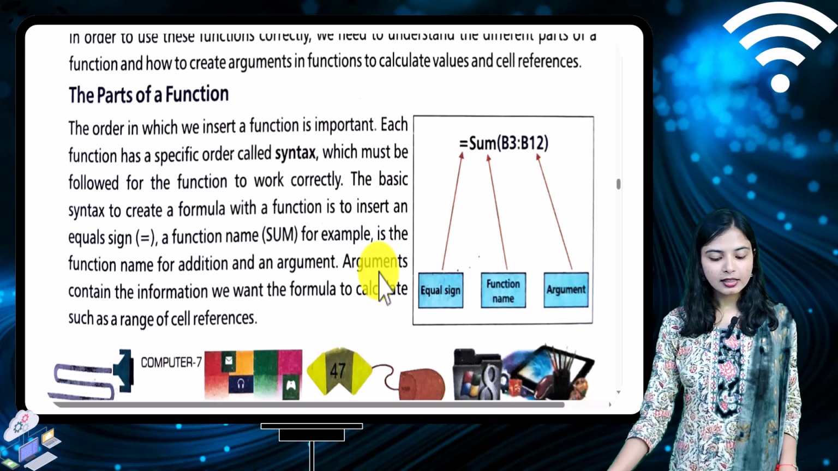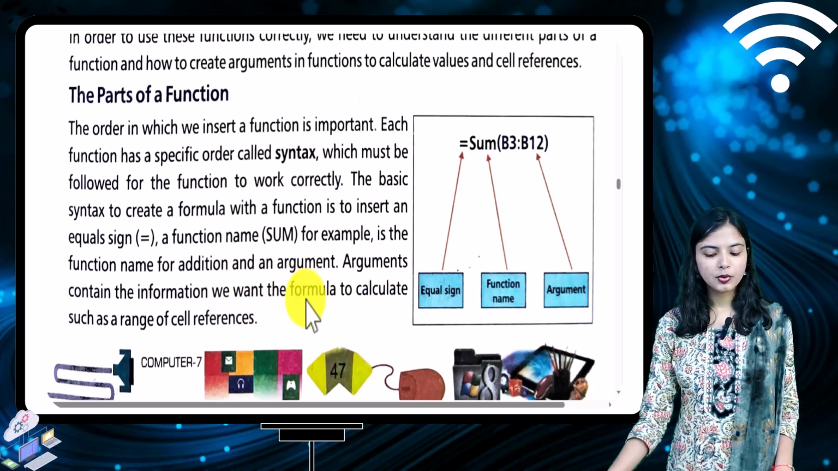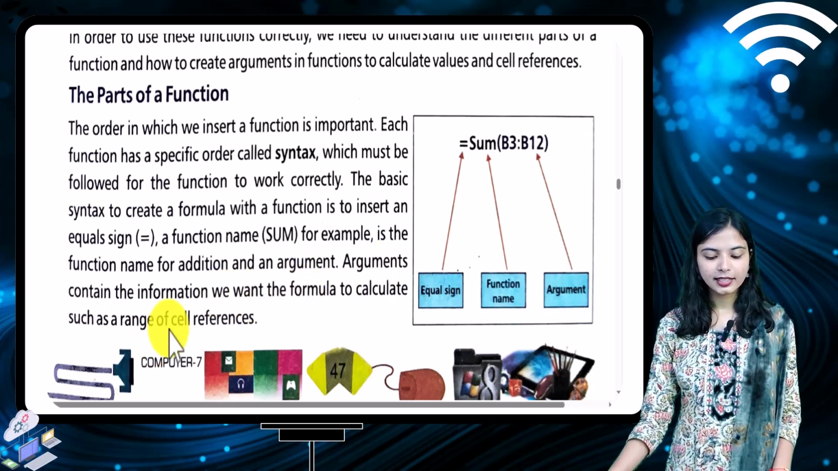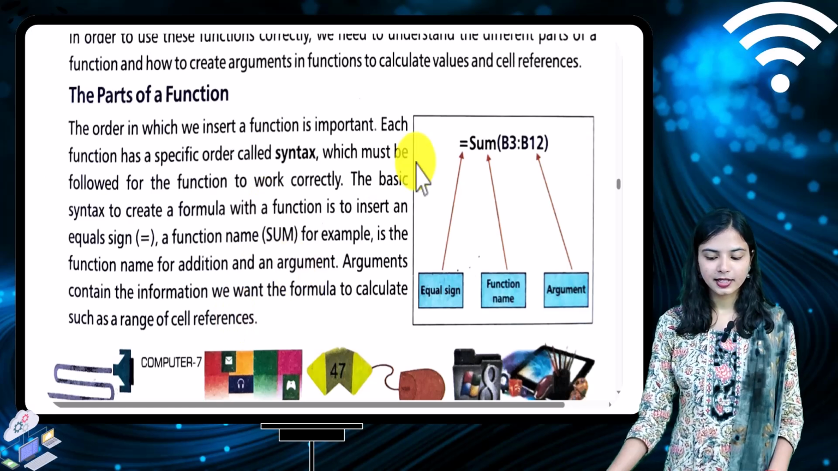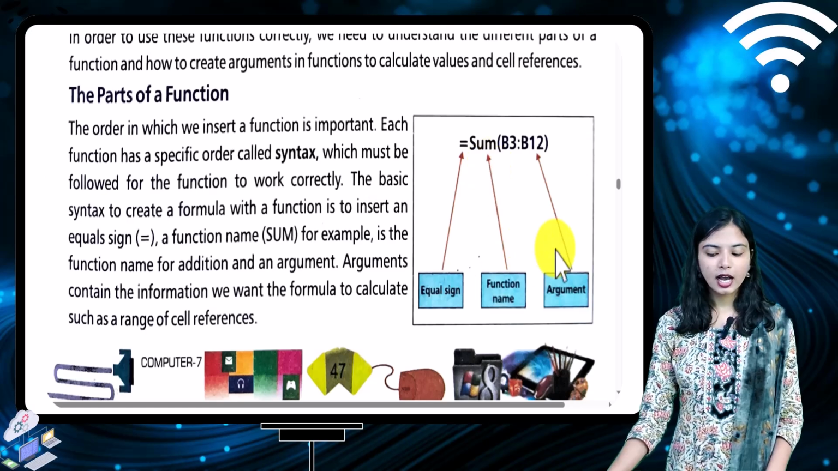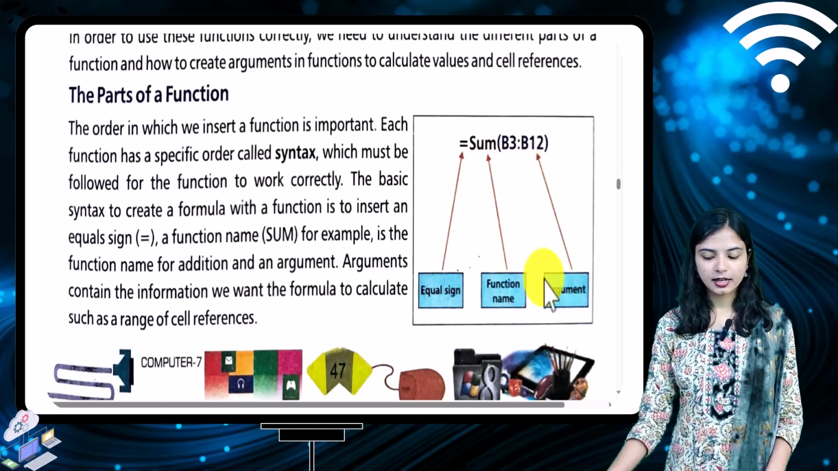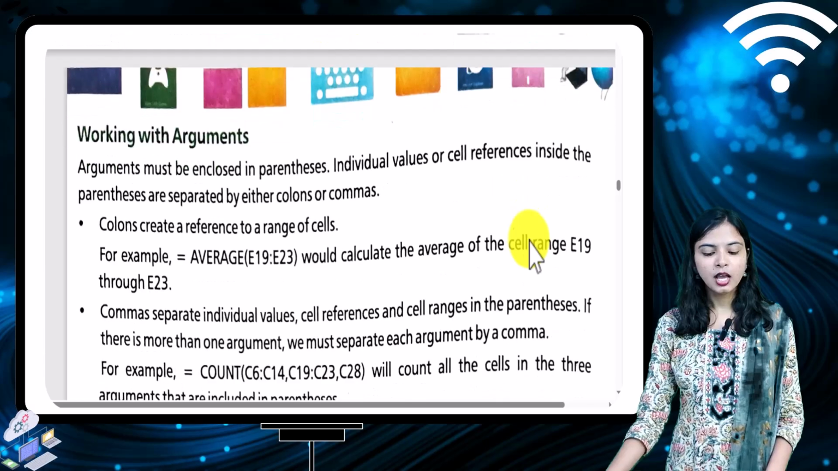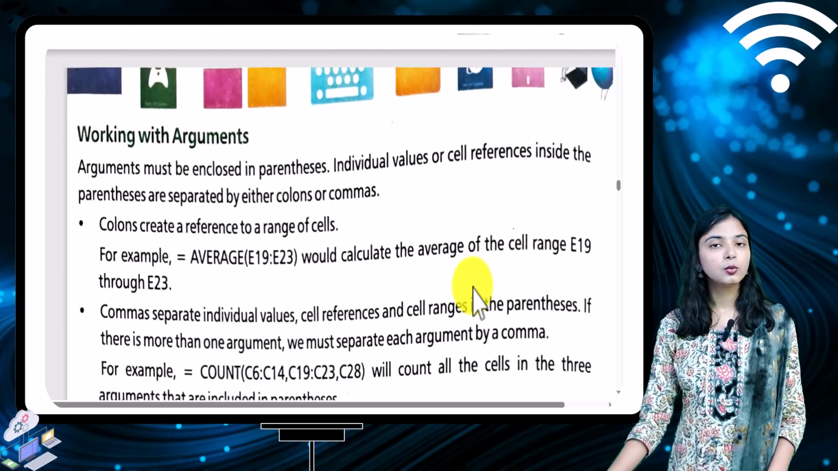Argument contains the information which we want the formula to calculate, such as the range of the cell reference. ये range of the cell reference लिखेगा कि B3 से B12 तक मुझे sum चाहिए. ठीक है, तो यहाँ हम cell references लिखेंगे, right, argument में. So, okay students, now working with arguments. Now we will learn to work with arguments.